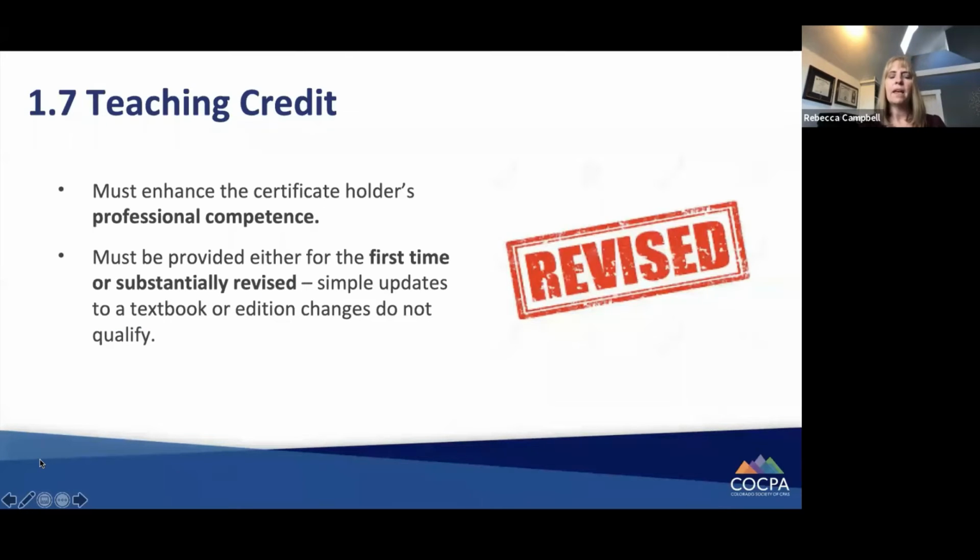All right, so it's true. You can get credit for teaching. There are very specific requirements for claiming teaching credit. The reason for that is they didn't want someone who teaches the same class over and over again, with the same material every year. When you take a CPE class, it has to enhance your professional competence. So when you teach to claim it, it must enhance your professional competence, and it has to be taught for the first time or substantially revised.